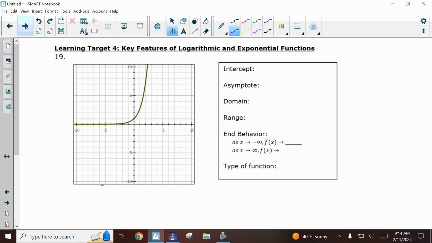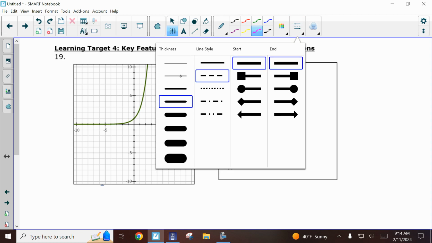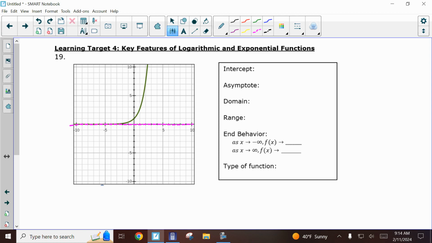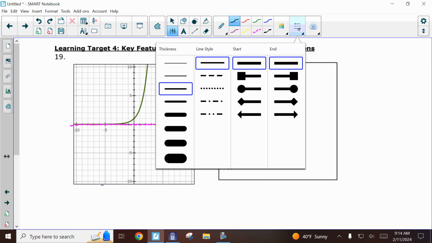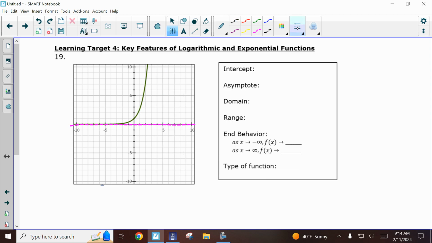Okay, number 19, we got to find all of our information from the graph. So our intercept in this one, because of our asymptote, you'll notice that the asymptote is a horizontal. That means this problem cannot be a log function. Let's see, what else can we say about this? We can say that the intercept is right here. So that intercept is at 0, 1.